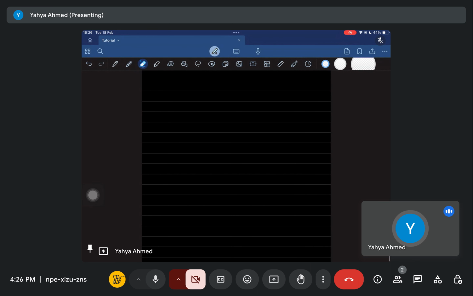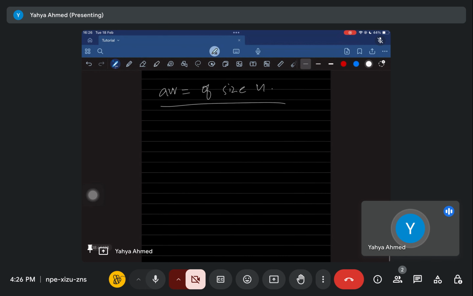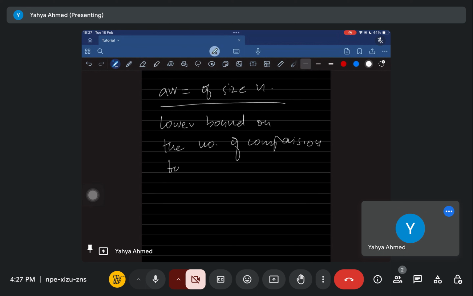So first, let's understand the problem statement. The problem statement is that there is an array of size n, and we would like to find the lower bound on the number of comparisons to sort it.